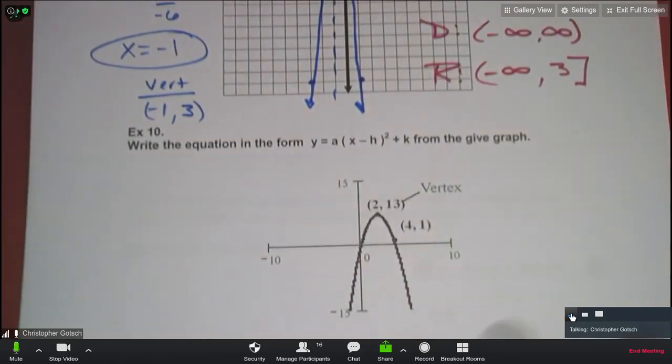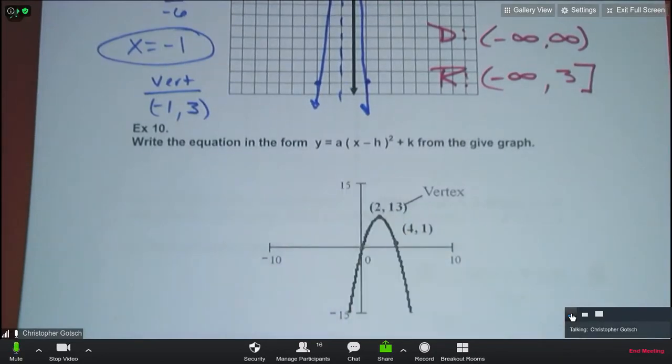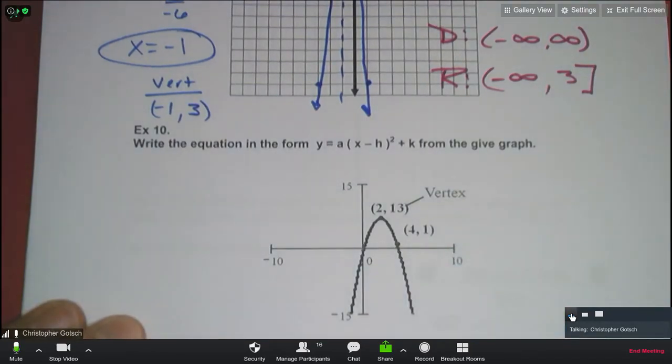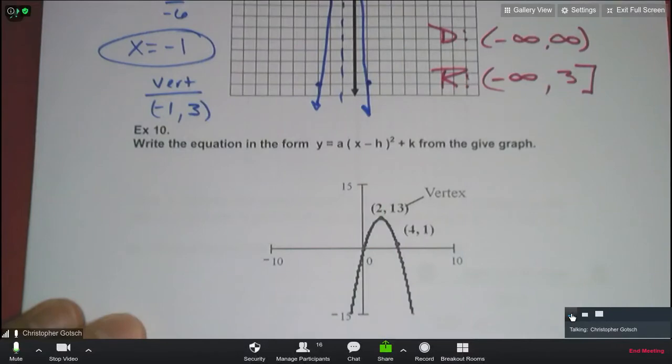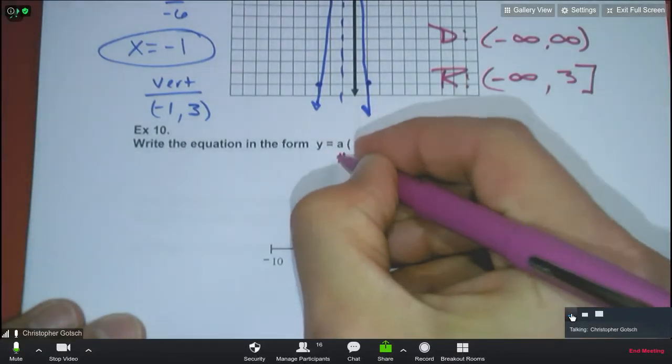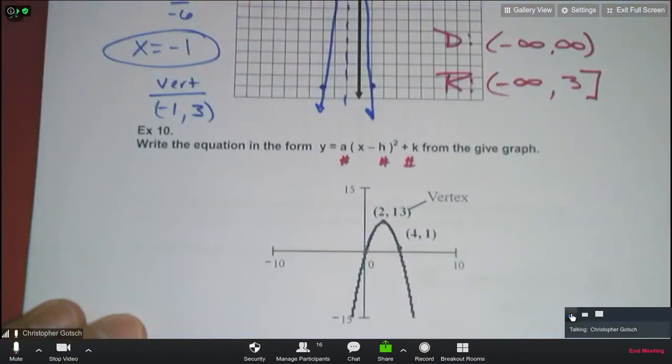So now this is kind of like working backwards. All right, this is going back to transformational form. I've got y equals a times the quantity x minus h squared plus k, and we're trying to come up with that equation. They're going to give us some information about this graph. In this case, they gave us the vertex and then a point, or a coordinate point, on the graph. And we need to come up with a number for a. We got to come up with a number for h and k.